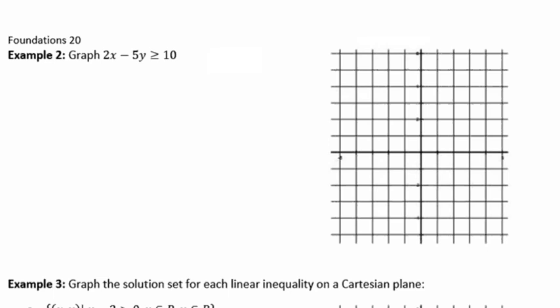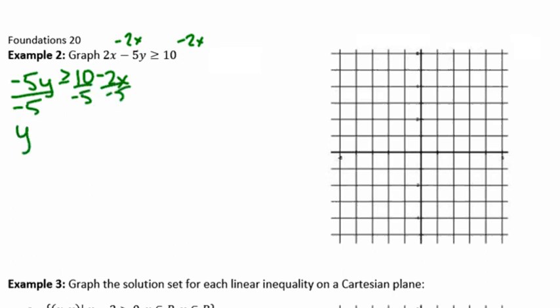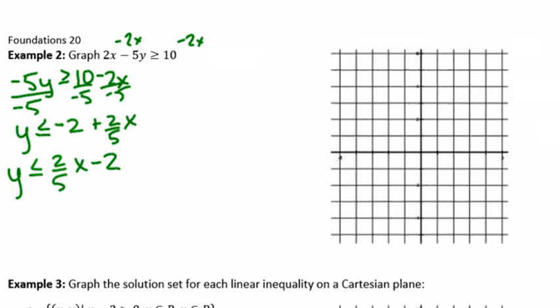Example 2, graph 2x - 5y ≥ 10. So again, our goal is y = mx + b. So I'm going to subtract 2x from both sides of this inequality so that I can get my y by itself. If I divide by a negative, I need to switch my inequality. So I now have y ≤ -2 + 2/5 x. And switching my order so that I can see my mx + b, I have y ≤ 2/5 x - 2.